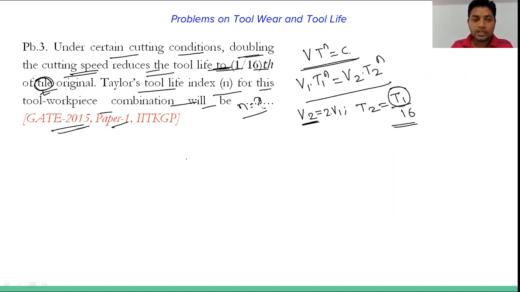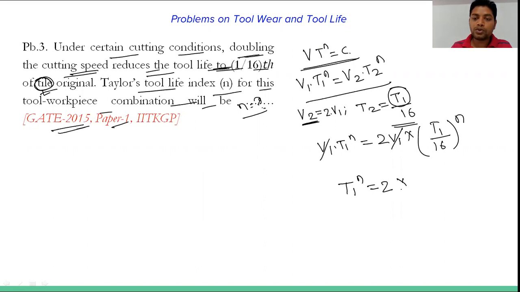So the equation will become v1 t1 raised to n, keeping it as it is, equals v2, that is 2 times v1, into t2, that is t1 by 16, raised to n. We have to calculate the value of n. The v1 cancels out on both sides. On the left hand side, what remains is t1 raised to n, which equals 2 into t1 raised to n upon 16 raised to n. So t1 raised to n cancels out, and multiplying 16 raised to n to this side, 16 raised to n will be equal to 2.